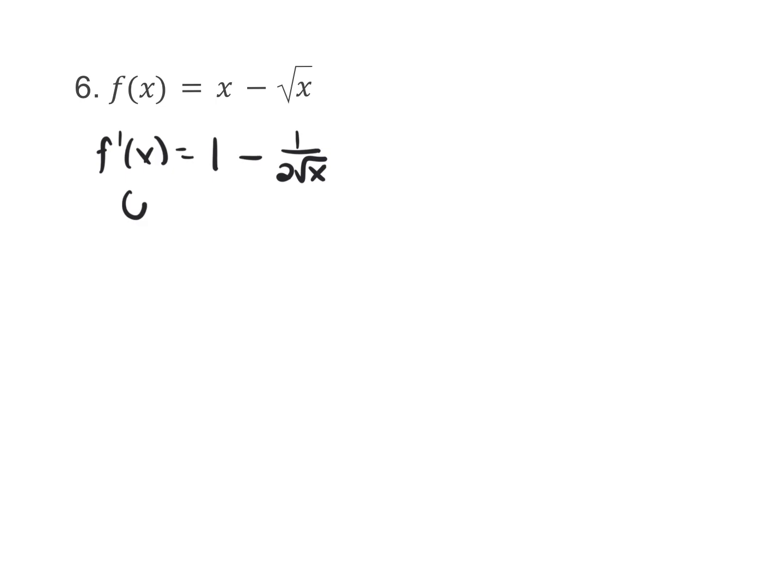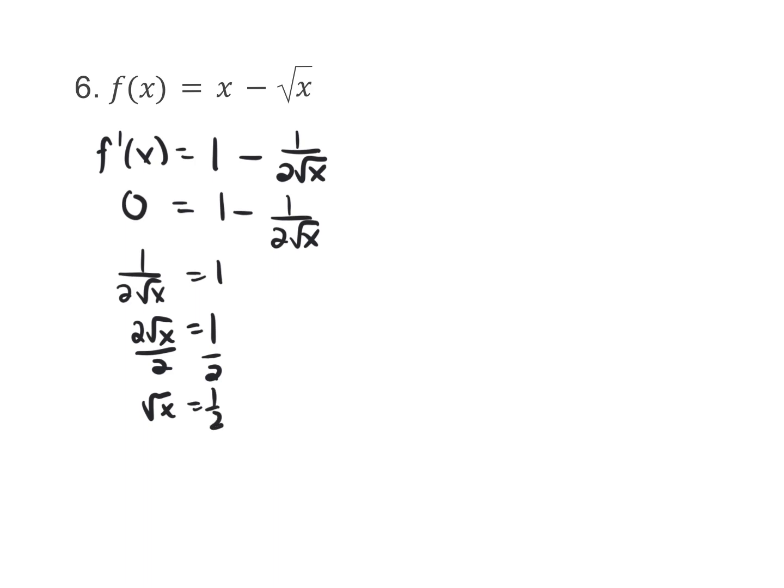So if we're setting it equal to 0, we get 1 minus 2 radical x. So I want to get the x by itself. I'm going to go ahead and add the 2 radical x to the other side. And then what I can do is I can flip this and just get 2 radical x equals 1, because you can always flip both sides of an equation, no problem. So I'll divide by 2, square root of x equals 1/2. So squaring both sides gives me a critical number of 1/4.